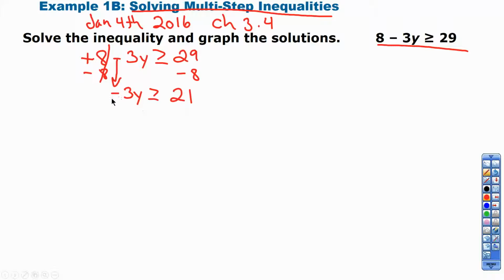Now, what is this negative 3 doing to the y? Everybody's thinking multiplication, so we do the opposite. The opposite of multiplication is to divide. So divide by negative 3, divide by negative 3. Now, when you divide by a negative number, what happens to the inequality?